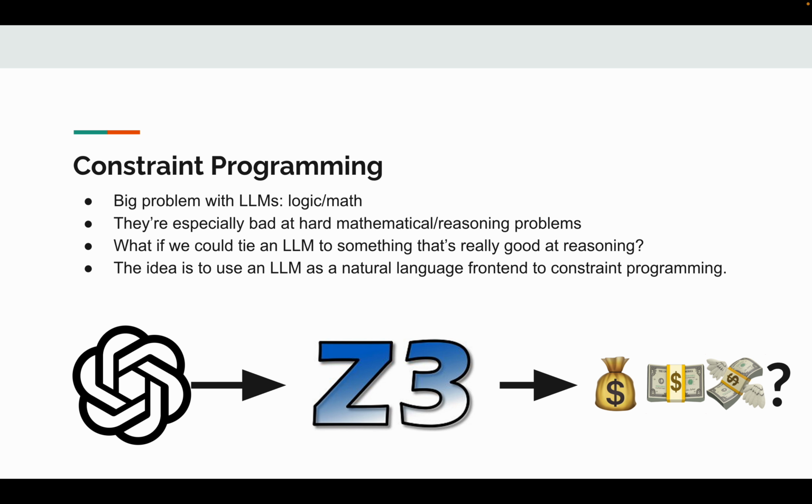Our idea, and this is really where we got into sort of experimental territory, was tying an LLM to a constraint model. Constraint programming is a really powerful tool for mathematical problems, but it's difficult to use. So another way you could think about this is we were using the LLM as a natural language front end to constraint programming. The idea being that the LLM could generate constraints for a constraint model in Z3, say, which is a constraint programming framework, and hopefully you get valuable results out of that.